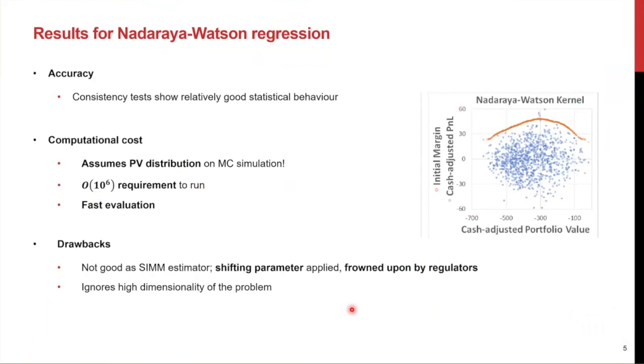And one of the things that people tend to use is just to shift the profiles of margin so that, for example, today's value of SIM coincides with today's value of initial margin calculated through a quantile. But of course, this doesn't always give you very good results and it's frowned upon by regulators. So it's definitely something that you should avoid unless you have to necessarily use this kind of technique in order to come up with an estimate for these kind of profiles. So I would say that's definitely one of the major drawbacks that it has.